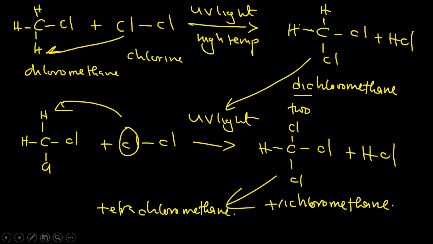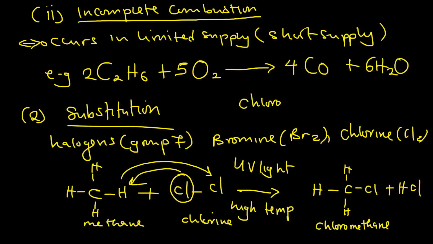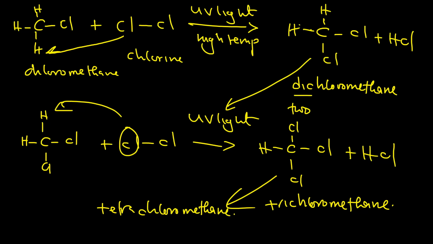Now, it's not only chlorine, it can be bromine. In the case it was bromine, when it reacts it becomes bromo. So it was going to be bromomethane. Then dibromomethane, then tribromomethane, then tetrabromomethane. So you follow it in that way. Otherwise, that is substitution reaction.